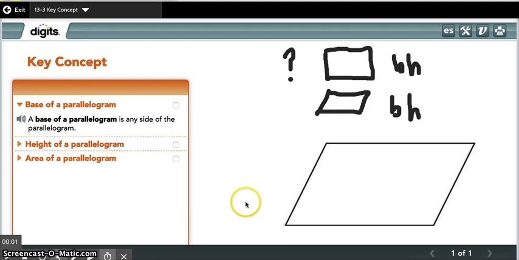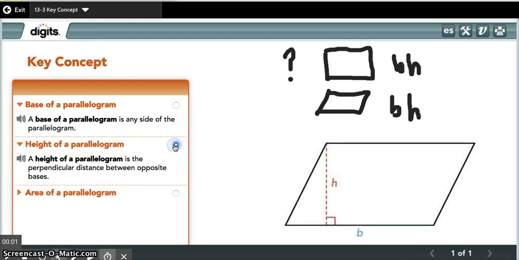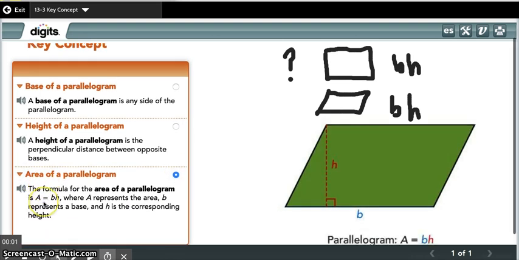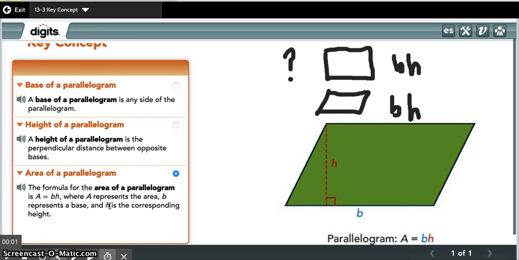So the base is any side of the parallelogram. I like to use the long side that's on the bottom of my page. Then the height has to be perpendicular. It has to form a 90-degree angle with the base. You cannot use the diagonal side. It has to be straight up and down with the base. And if you find the height correctly, the area is going to just simply be base times height. The area of a parallelogram is base times height.